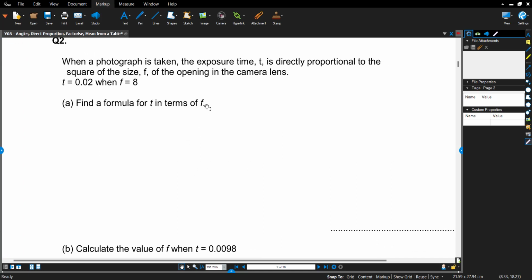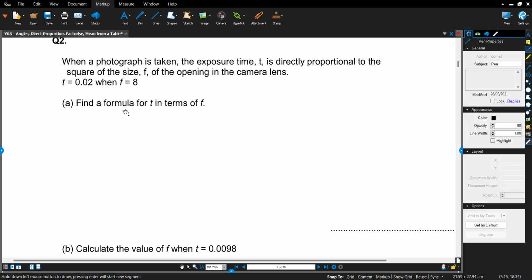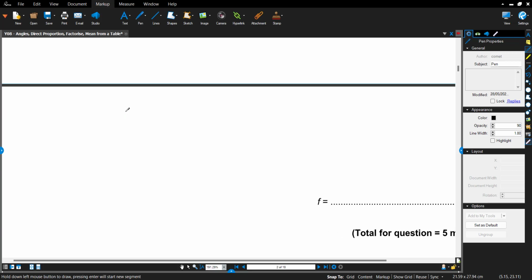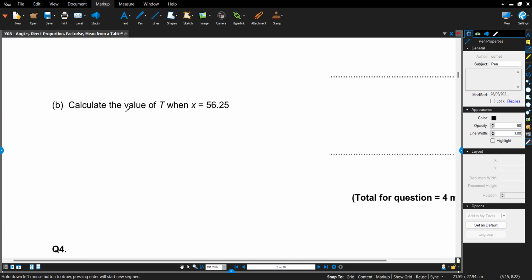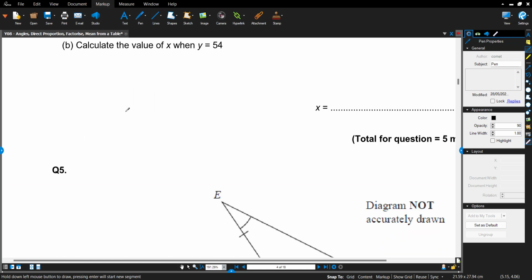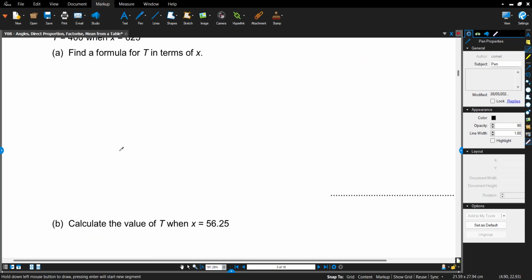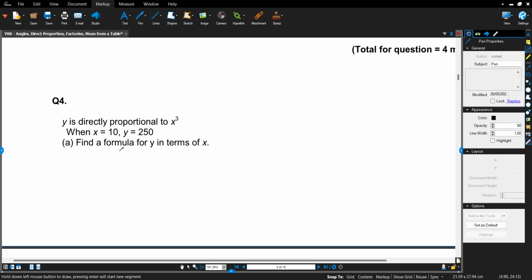When a photograph is taken, the exposure time t is directly proportional to the square of the size f of the opening in a camera lens. Okay, so t equals 0.02, f equals 8. I didn't want to start on a square one, actually. Here's a square root. I thought I had given one without a square.